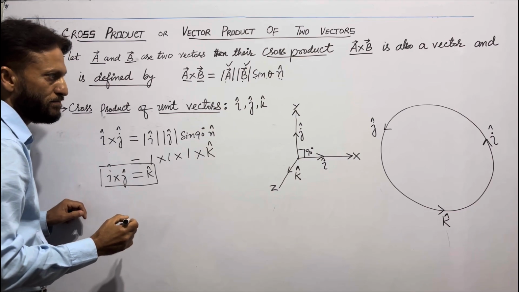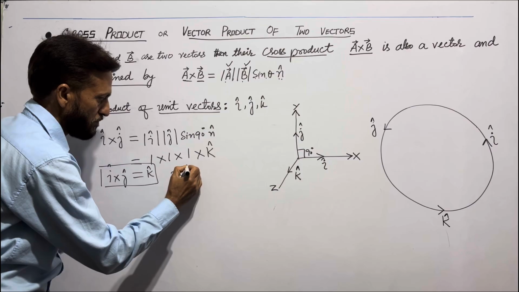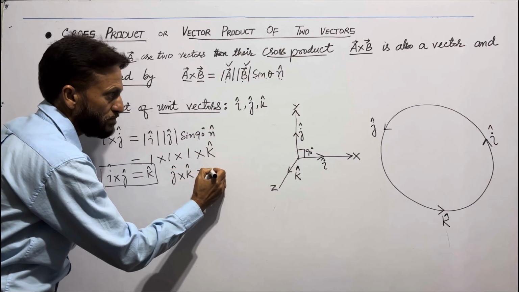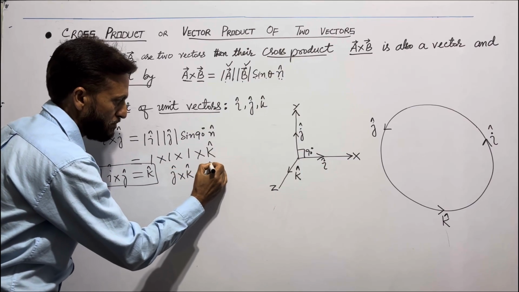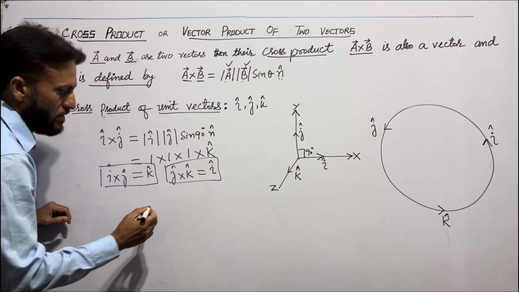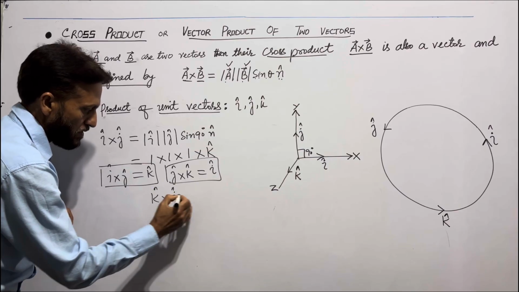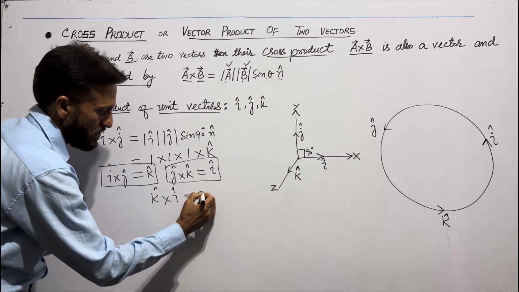Similarly, we have j cross k, which is equal to i cap. And we have k cross i. This is equal to j.